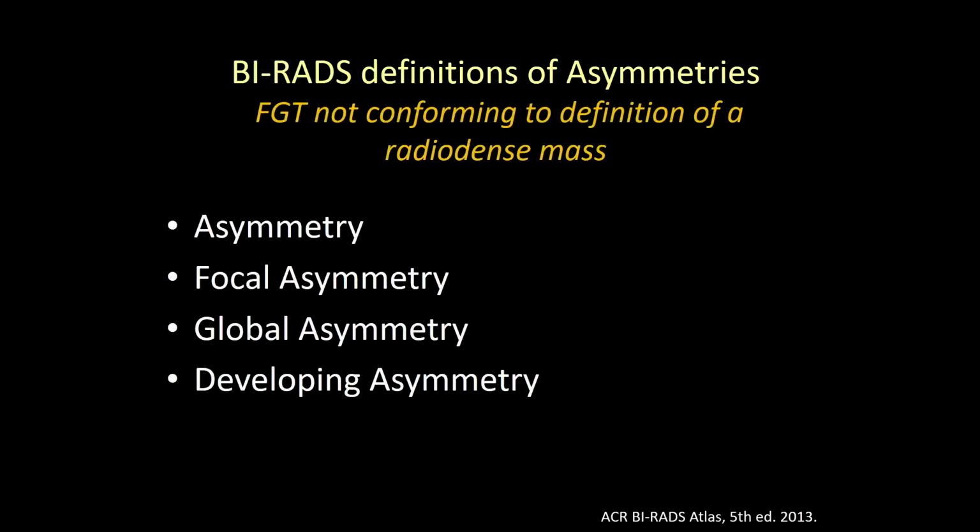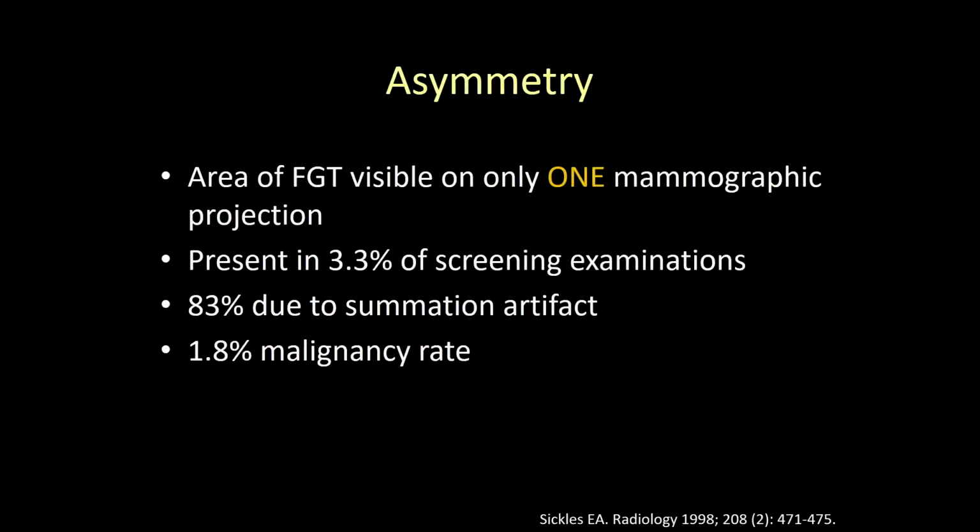So as we all know, asymmetries are defined in the BI-RADS manual as an area of fibroglandular tissue that is not conforming to the definition of a radiodense mass. There are 4 types included here: asymmetry, which is a one-view finding; a focal asymmetry, which looks similar on both of our 2 standard views; and then global asymmetry, and my personal favorite, the developing asymmetry. I hope to share some of my enthusiasm with you.